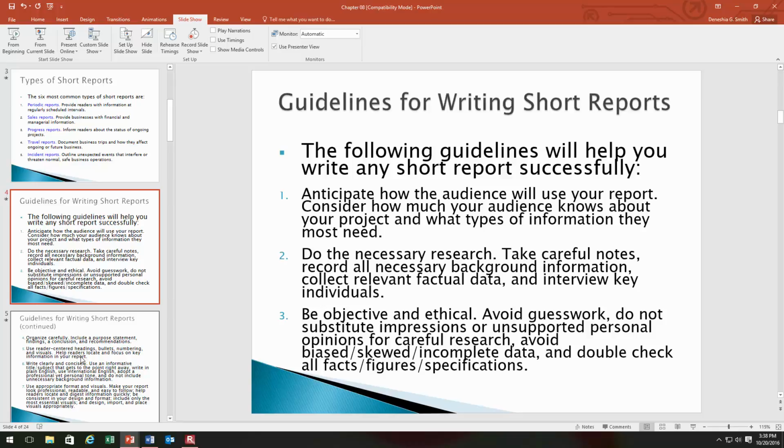Okay? Be objective and ethical. When we talk about being objective, we talk about being fair and not interjecting your impressions or your unsupported personal opinions. Instead, you want to rely on careful research, avoid biased or skewed or incomplete data, and double check all facts and figures and specifications.